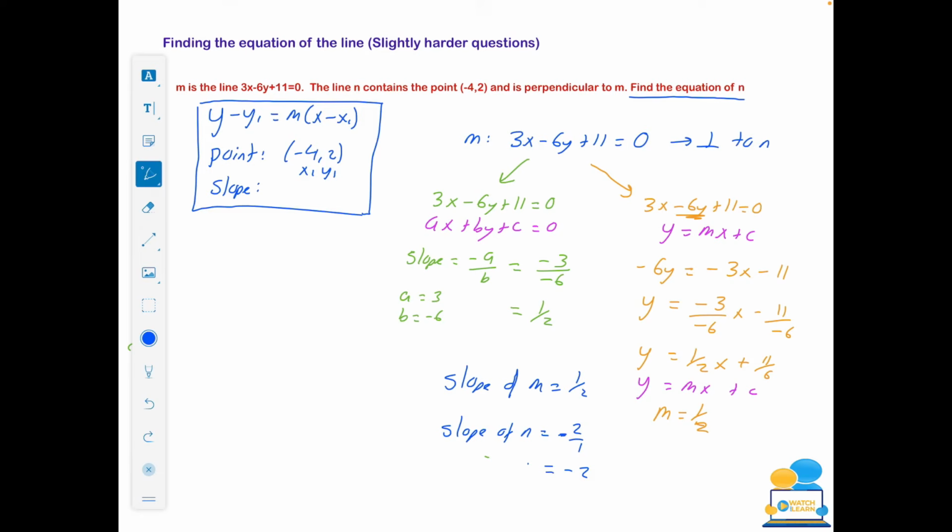If you put this into your calculator, it'll just tell you that it's minus 2. You can ignore that 1 underneath. Okay, so our slope is minus 2. So now we have our box filled in, we can go straight and fill in our formula.